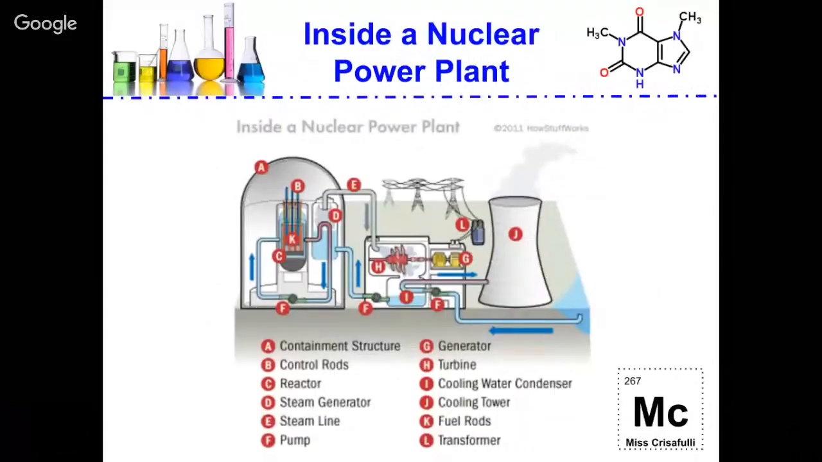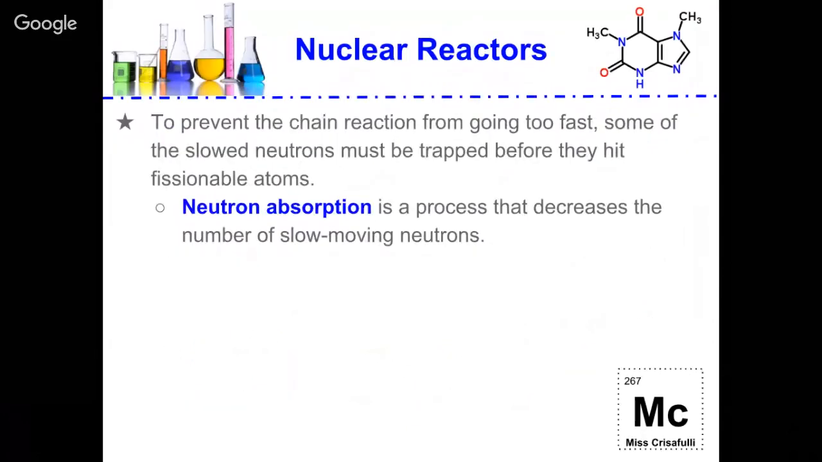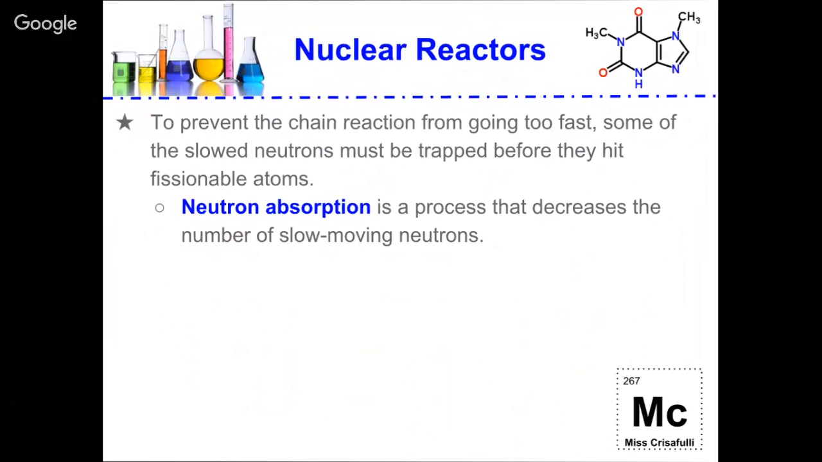If we were to look at a nuclear power plant, these are all the guts and pieces of the nuclear power plant. Neutron moderation is a process that slows down neutrons so that the reactor fuel can capture them to continue the chain reaction. Moderation is necessary because most of the neutrons produced move so fast that they will pass right through a nucleus without being captured. Water and carbon in the form of graphite are good moderators. To prevent the chain reaction from going too fast, some of the slowed neutrons must be trapped before they hit the fissionable atom. Neutron absorption is the process that decreases the number of slow-moving neutrons.